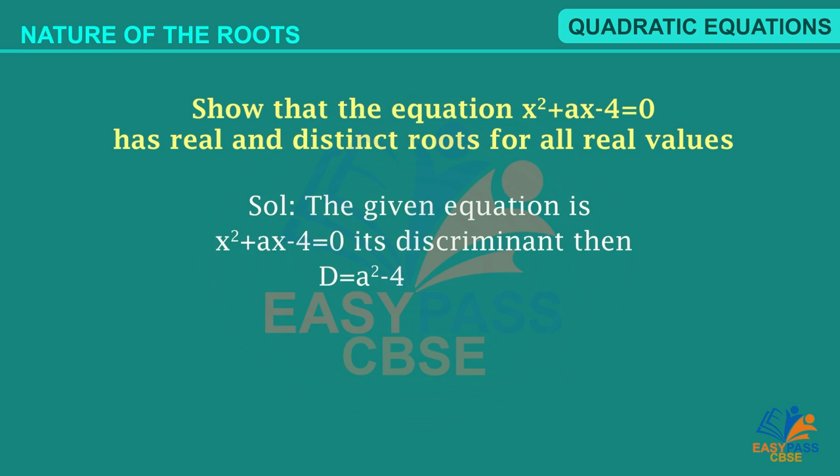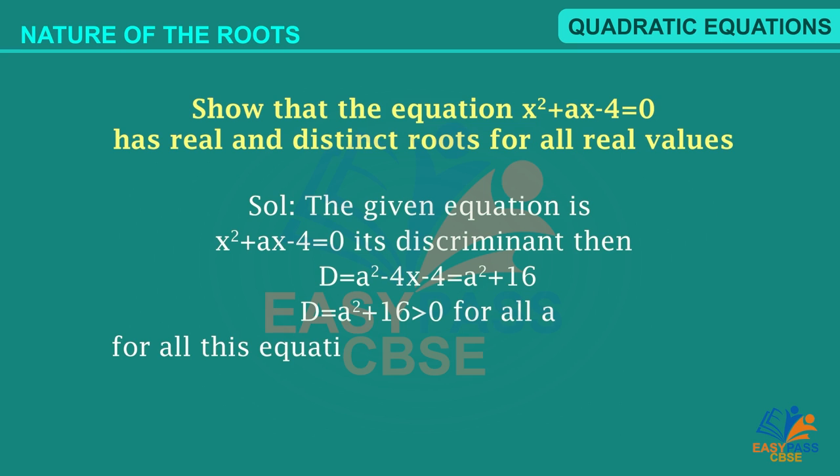So here a = 1, b = a, c = minus 4. So we have d = a square plus 16. a square plus 16 is always greater than 0. How? Because if you substitute any real value in the place of a, the square of that number is always positive. Anyhow, plus 16 is positive, and positive plus positive is positive. Therefore, a square plus 16 is greater than 0 for all a. Therefore, for all a, this equation's roots are real and different.